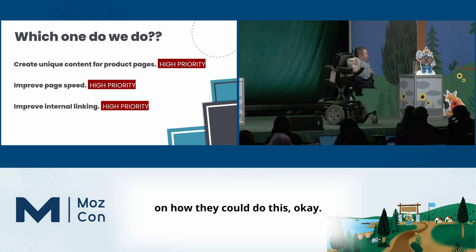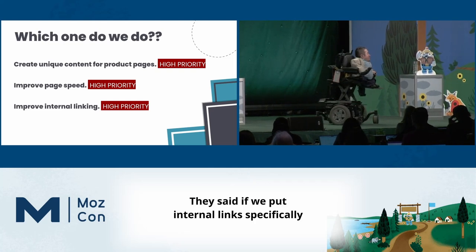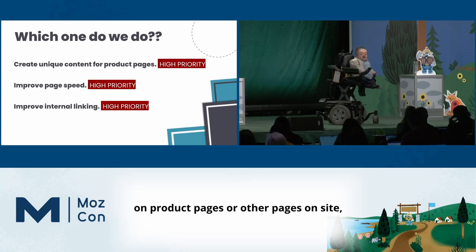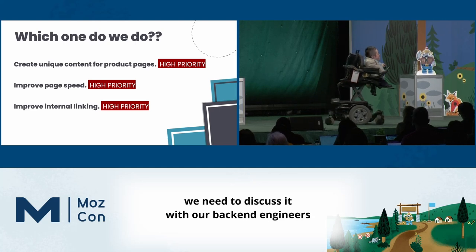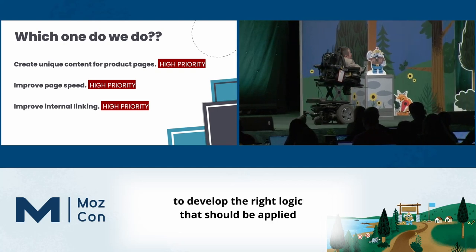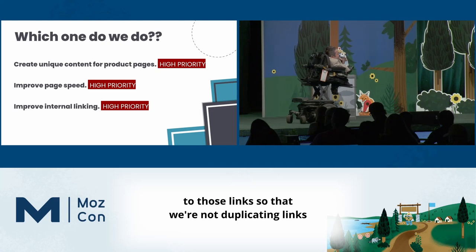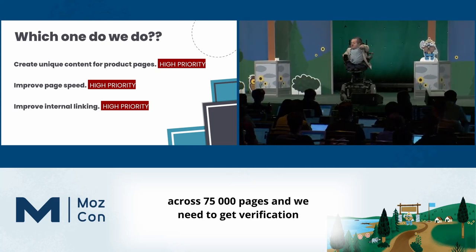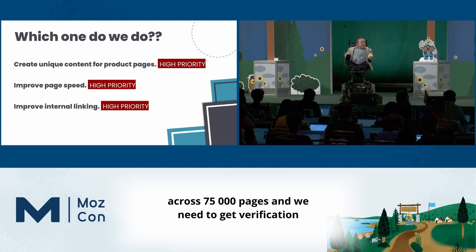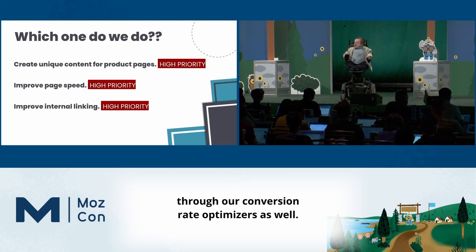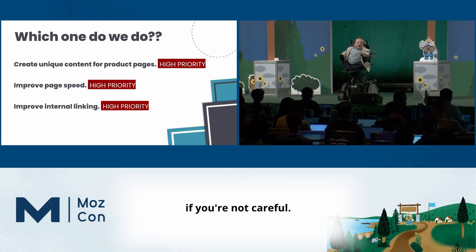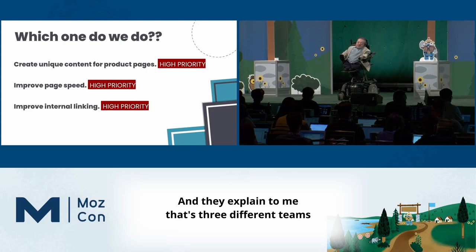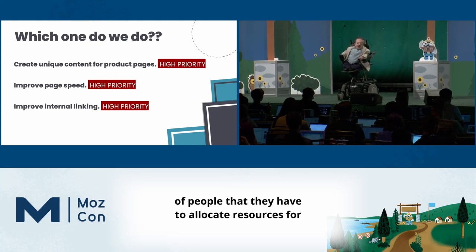And they said, it sounds easy, but, and I gave them four different recommendations on how they could do this, okay? They said, if we put internal links specifically on product pages or other pages of the site that point to product pages, we need to interface with our design team. We need to discuss it with our backend engineers to develop the right logic that should be applied to those links so that we're not duplicating links across 75,000 pages. And we need to get verification through our conversion rate optimizers as well. Because when you add more links into an e-commerce site, it can throw off your conversion rates if you're not careful. And they explained to me that's three different teams of people that they have to allocate resources for.